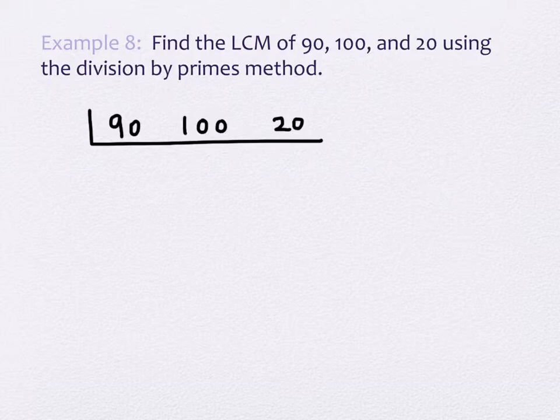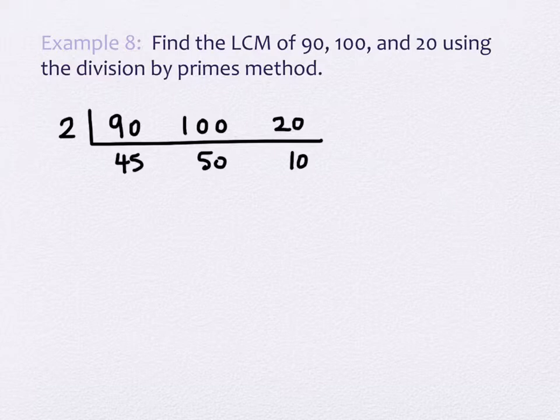If we had 2 numbers, it'd be fine. We could do just the 2 numbers. But I need a number that divides all 3 numbers if there is one. Is there a number that divides all 3? 2 will do it. So we're going to divide all of them by 2. So I'm going to get 45, 50, and 10. Everybody good so far? Okay, cool.